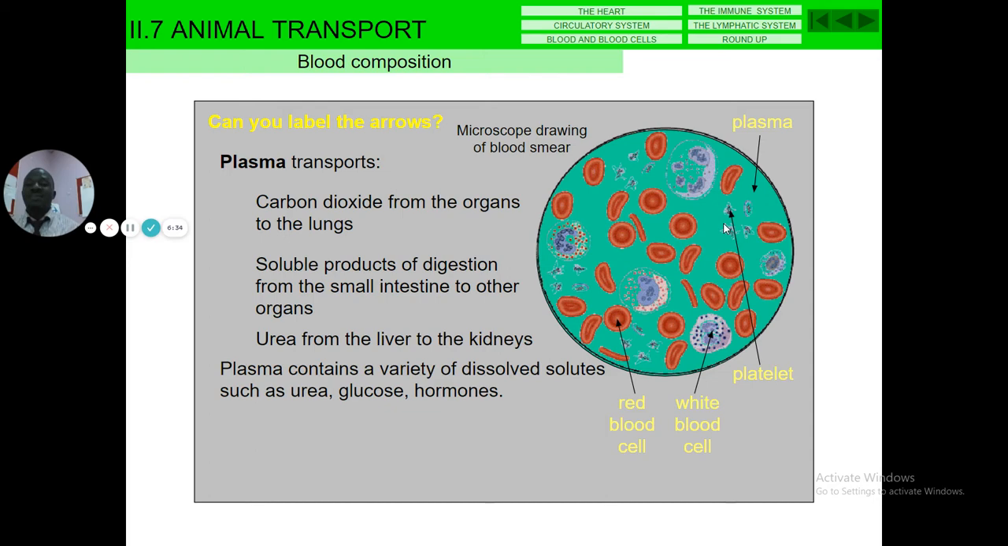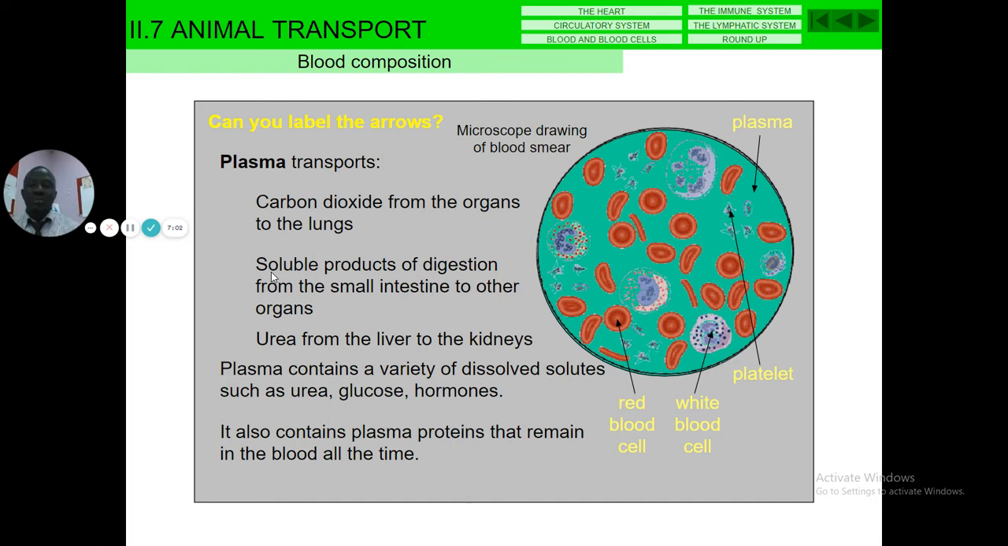We also have plasma, which contains a variety of dissolved solutes such as urea, glucose, and hormones, plus heat. It also contains plasma proteins that remain in blood all the time. So this is where we see the importance of part of the functions of blood.